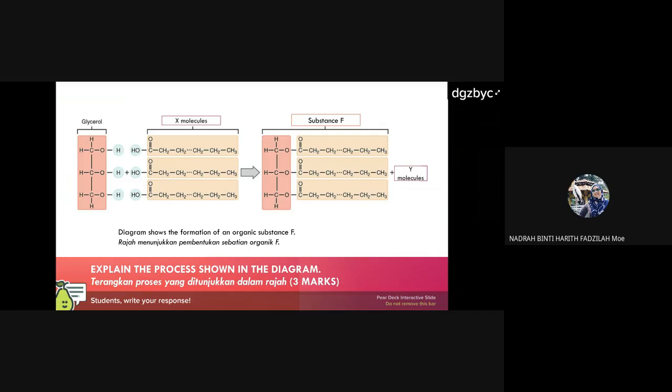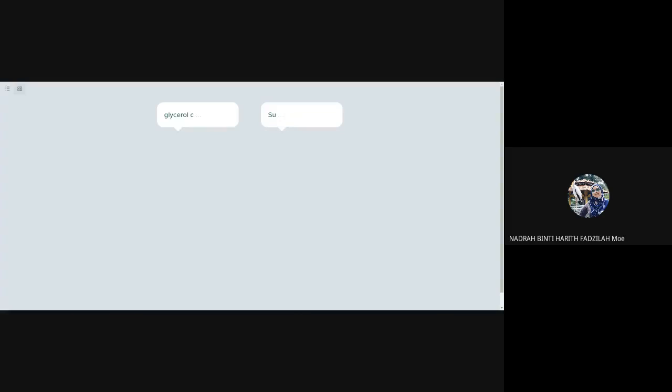What is the process? Tadi kamu dah kenal X tu fatty acid, Y tu water molecules. So kamu tahulah F tu apa kan? F tu nama dia apa? So kita boleh ceritalah kat situ.